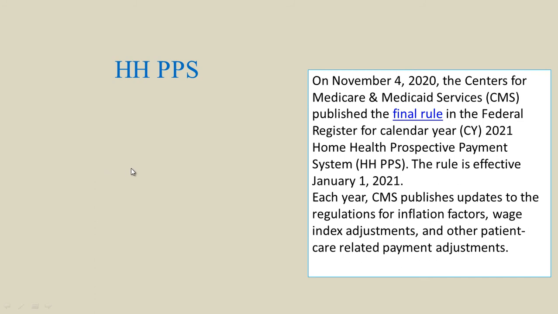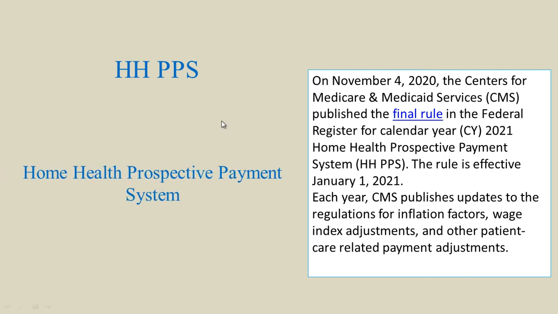HHPPS. On November 4, 2020, the Centers for Medicare and Medicaid Services, CMS, published the final rule in the Federal Register for calendar year 2021 Home Health Prospective Payment System, HHPPS. The rule is effective January 1, 2021. Each year, CMS publishes updates to the regulation for inflation factors, wage index adjustment, and other patient care related payment adjustments. HHPPS, Home Health Prospective Payment System.